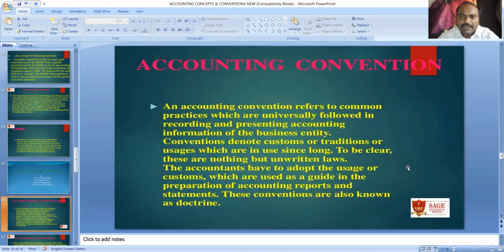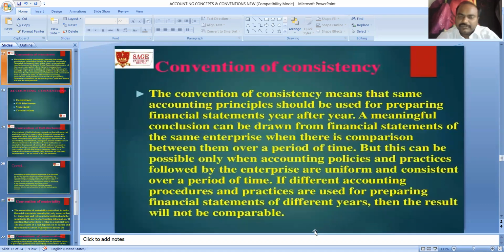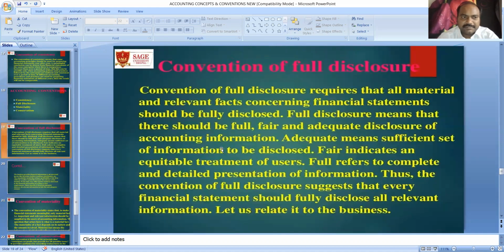And let us see what these accounting conventions are. So the first and foremost are consistency, full disclosure, materiality, and conservatism. So let us see them one by one.